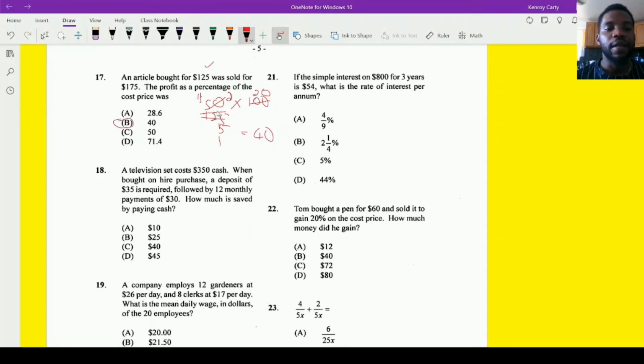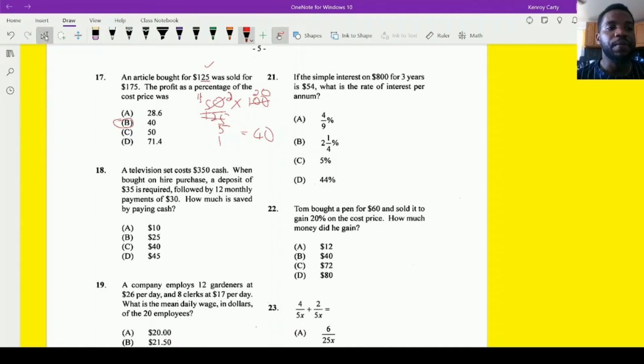It's a whole lot of money. Now, please note, you have to find the profit in terms of the amount of money first. The cost price is 125, so you put it over 125. And of course, because you want it as a percentage, which means per 100, you multiply by 100.